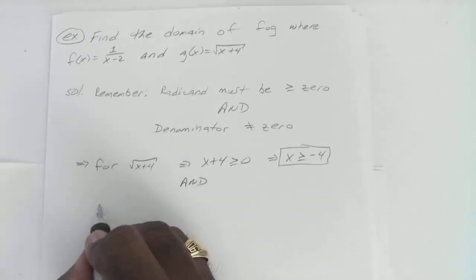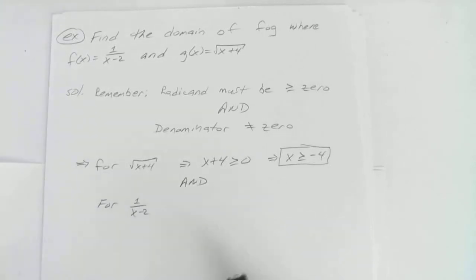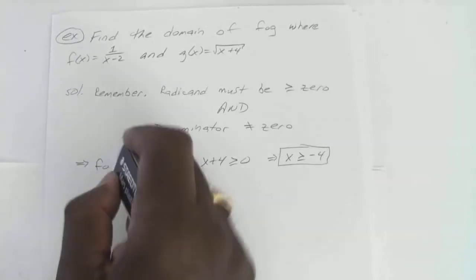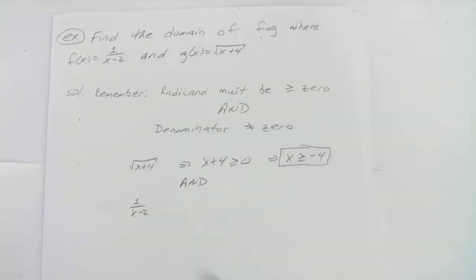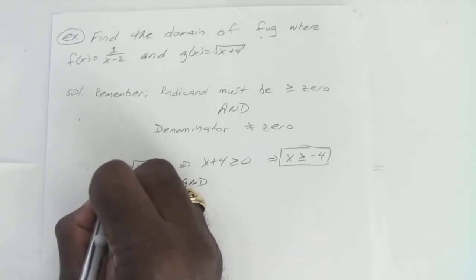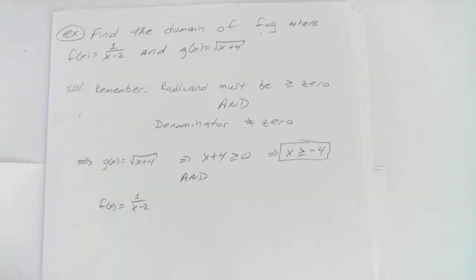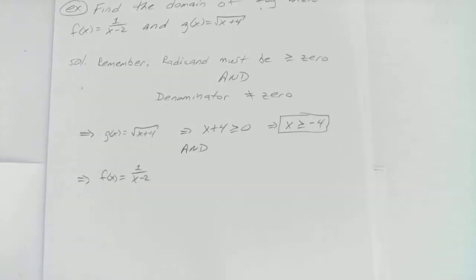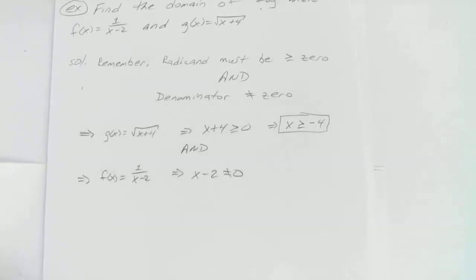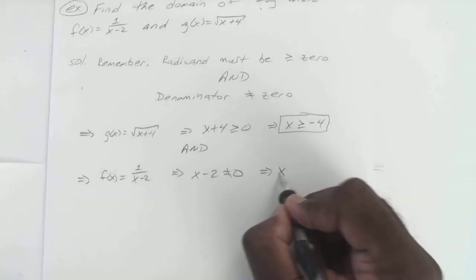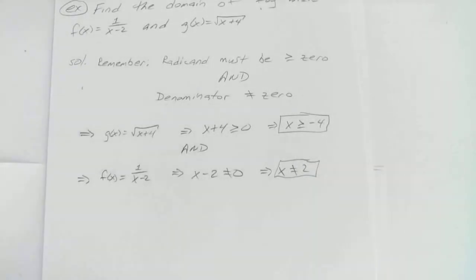But we also know that for 1 over x minus 2, let me put the f of x in there. Actually, I'll put the f of x up here too. You don't have to do it, just to keep things a little bit clear. So g of x and f of x. Here we go. Now for f of x equals 1 over x minus 2, we know that x minus 2 can't equal 0, or x can't equal 2. Okay, so we have both stipulations that we have to meet.